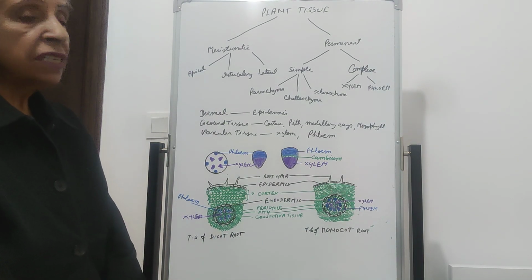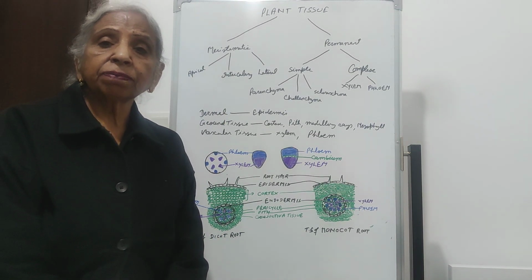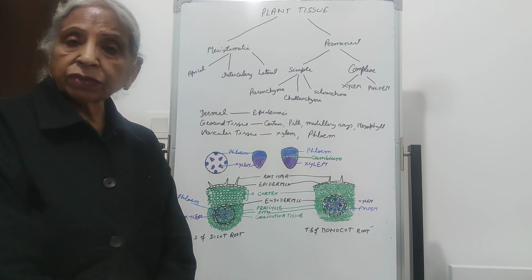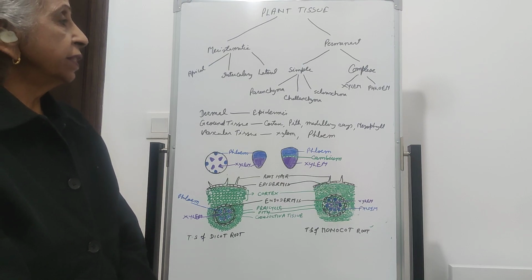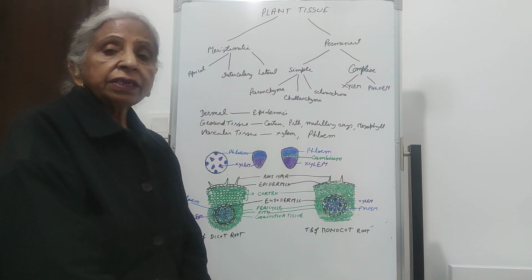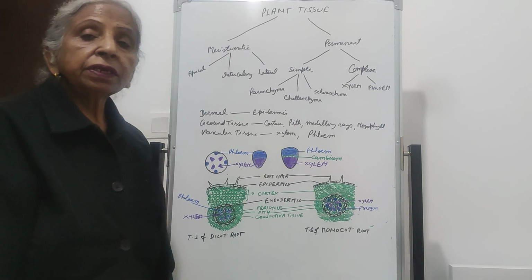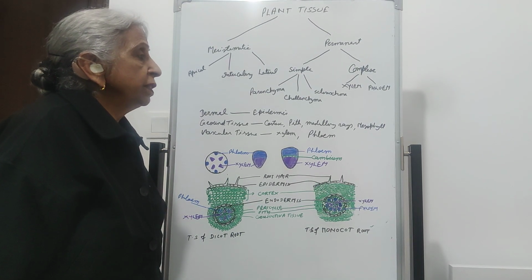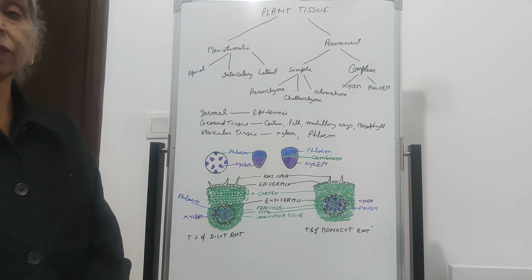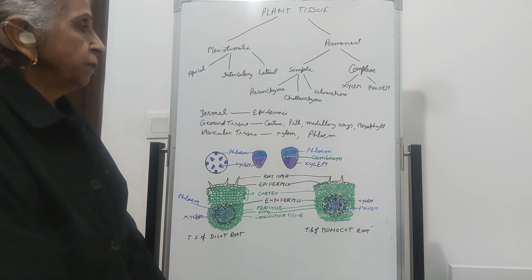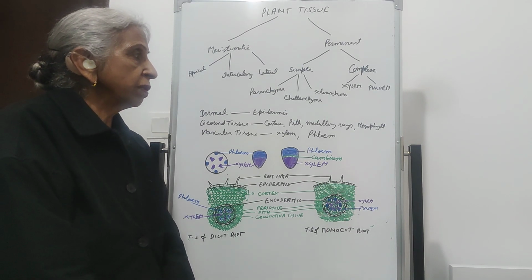Xylem vessels are formed of more than one cell placed one above the other to form a vessel-like structure. Their walls are also lignified and perforated. Both tracheids and vessels help in the conduction of water and minerals. Xylem parenchyma cells are present around the xylem vessels, and they are storage in function. So this is all about xylem.